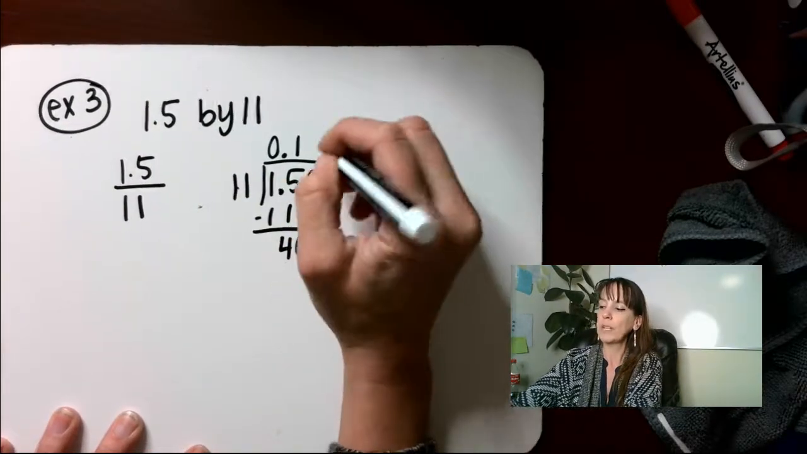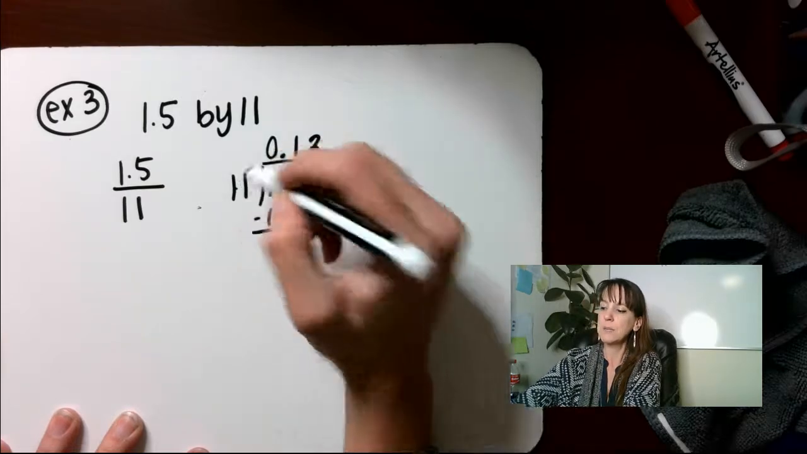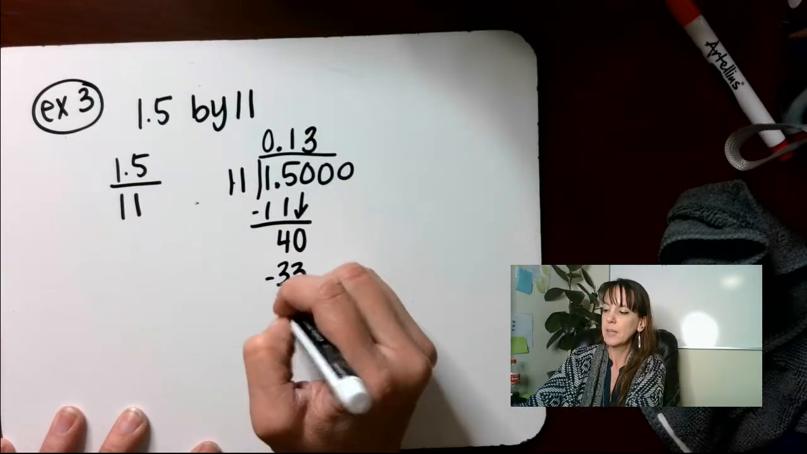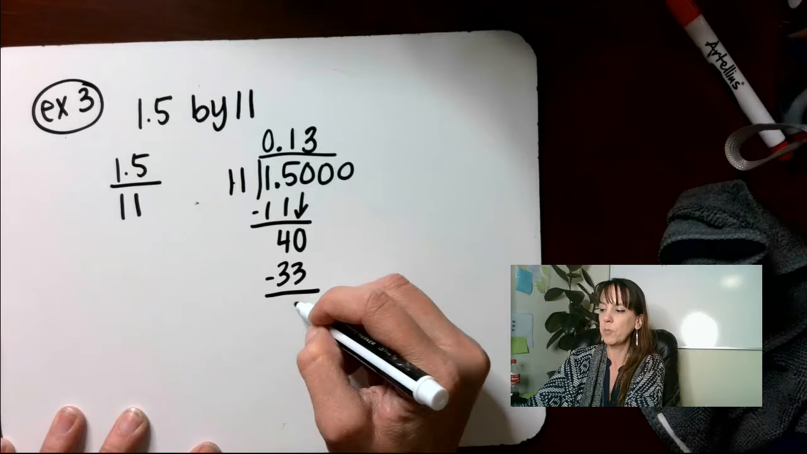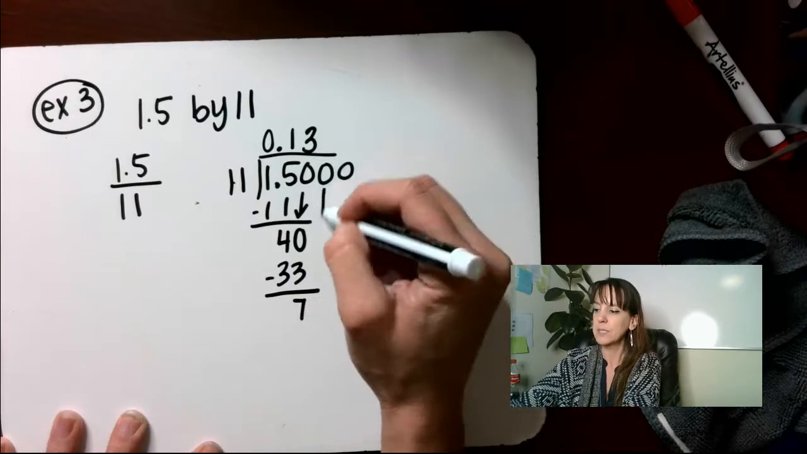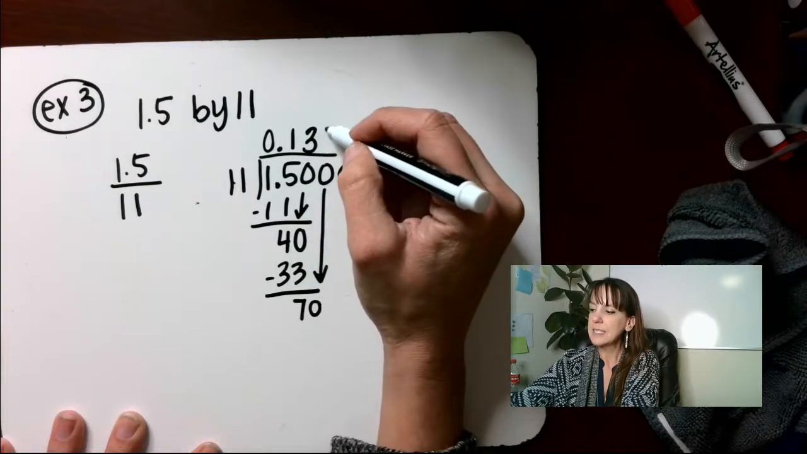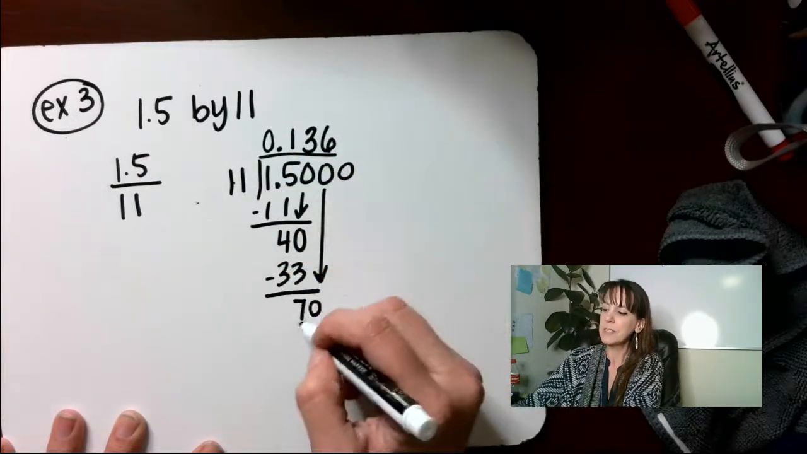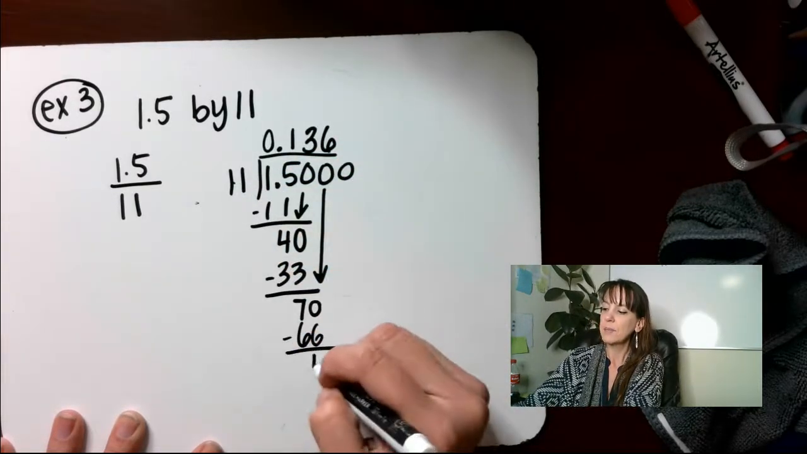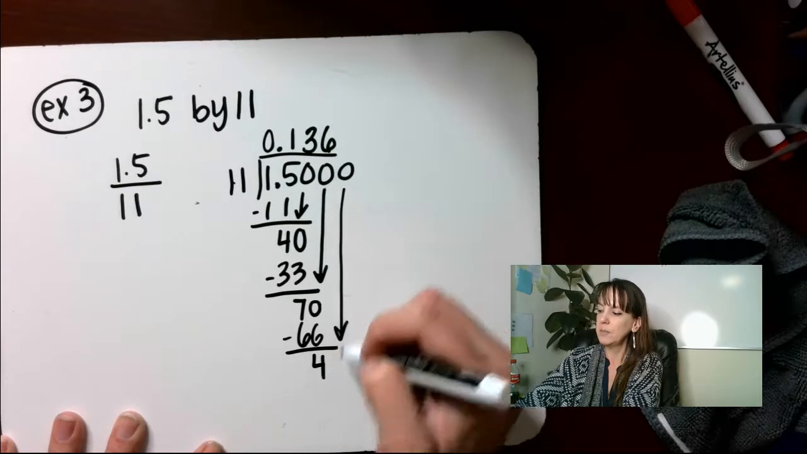11 goes into 40 3 times. 3 times 11 is 33. Subtract that, we end up with 7, and when we subtract, we bring down. 11 goes into 70 6 times. 6 times 11 is 66. Then we get 4, and we bring down a 0.